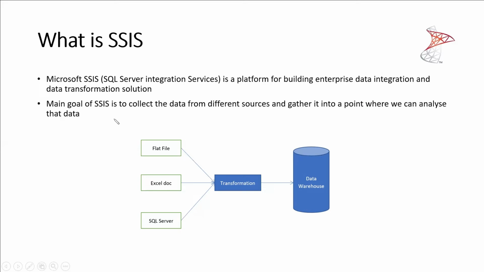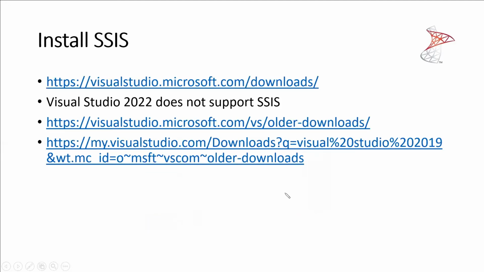The main goal of SSIS is to collect the data from different sources and gather it into a point where we can analyze that data. It is not necessary that you need to normalize the data. It depends on which way you are going to store the data, might be in a star schema or a snowflake schema, whatever schema is useful for the reporting people, you can store it in the data warehouse. In the coming videos, we will be talking about all these things.